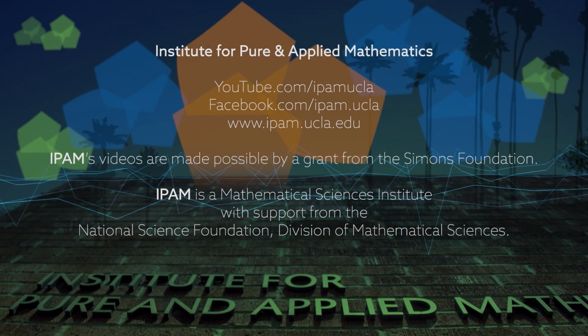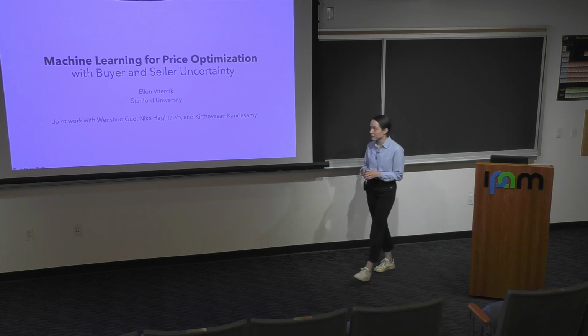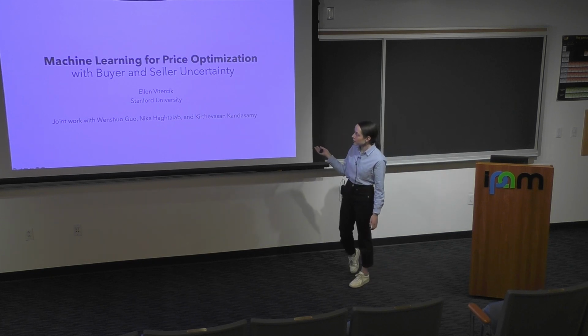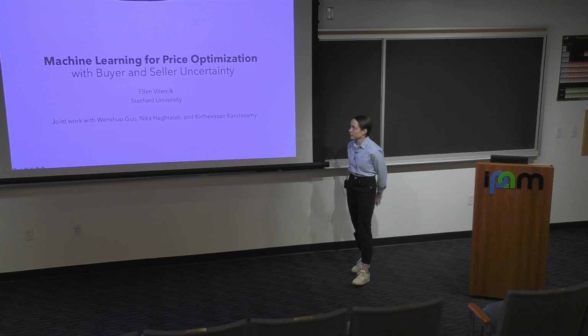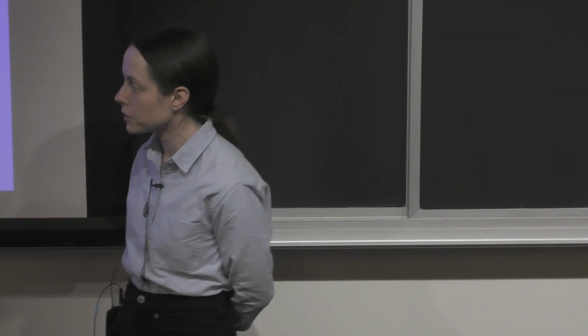Yeah, I'm going to be talking about machine learning for a particular type of discrete optimization problem, namely price optimization. And this will be under buyer and seller uncertainty. And this is joint work with Wenshou Guo, Nika Haghtalab, and Kirthevasan Kandasamy.